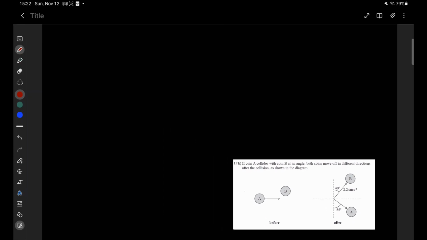So the problem states, if coin A collides with coin B at an angle, both coins move off in different directions. So this is before the collision. Coin A was moving, coin B was relatively stationary. After the collision, what we have is coin B flying off towards up and right, and coin A flying off, of course, downwards and right.